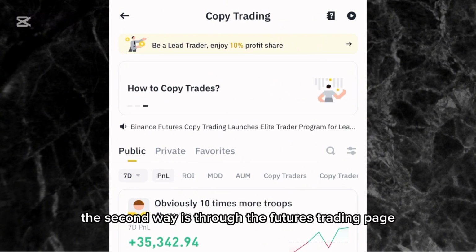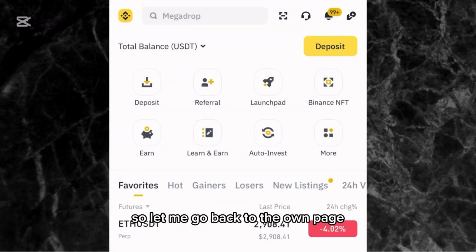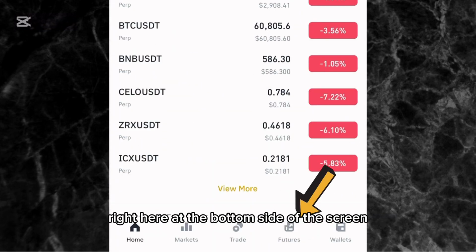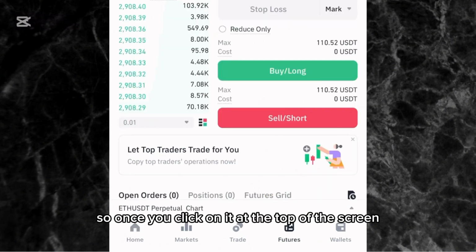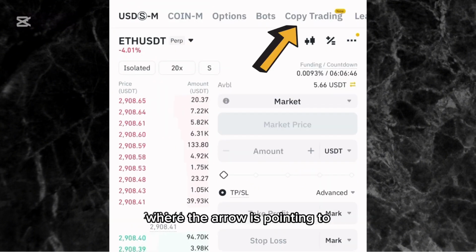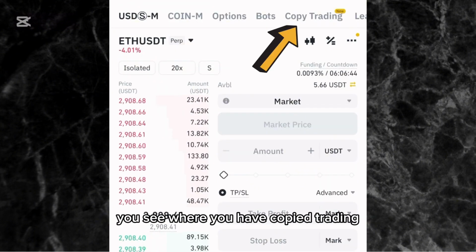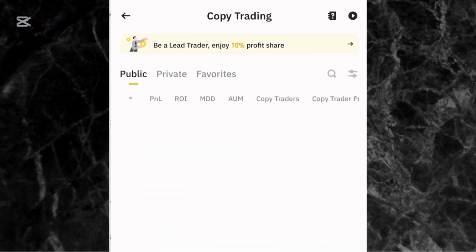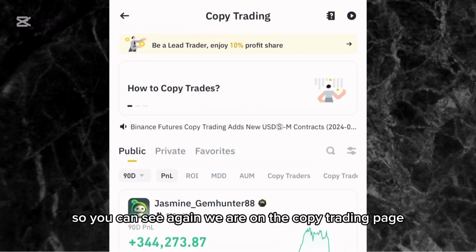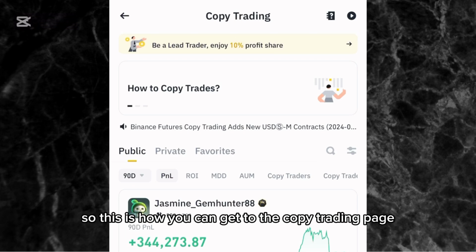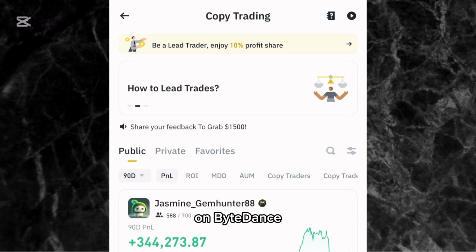The second way is through the futures trading page. So let me go back to the home page. So once you're on the home page, you click on where you have futures right here at the bottom side of the screen. So once you click on it, at the top of the screen where the arrow is pointing to, you see where you have copy trading. So you click on it. So you can see again, we are on the copy trading page. So this is how you can get to the copy trading page on Binance.